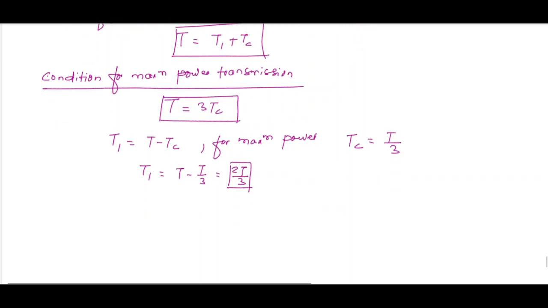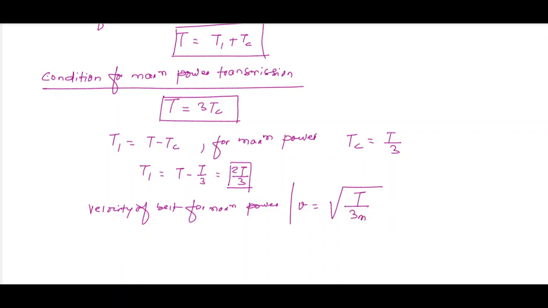And also during this period, the velocity of the belt, for maximum power V is equal to root over of T by 3M. M is the mass of the belt. Okay, remember this.